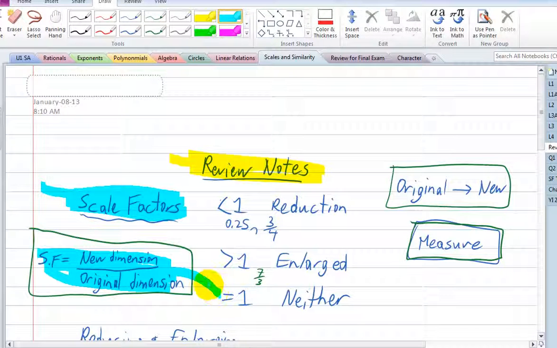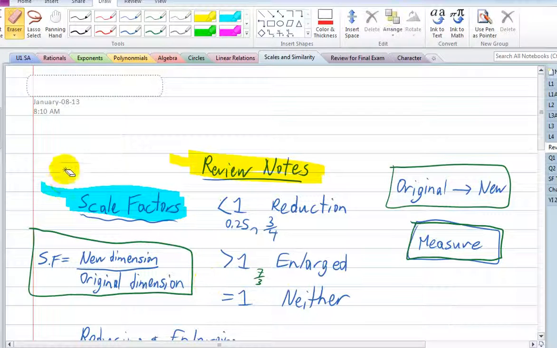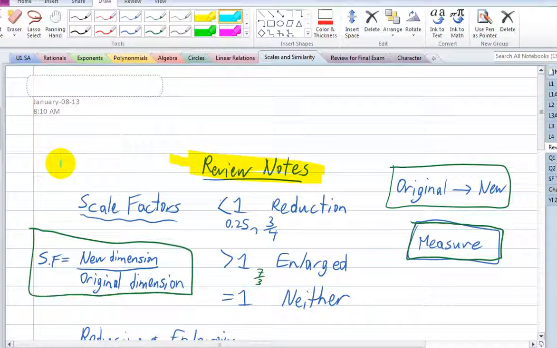You take your new dimension, you divide it by your original dimension. Yes, you will need to use a ruler. Or I'll give you the numbers. But you've got to keep in mind what's the original. So I'll say something like from A to B. That means A is the start, it's the original, B is the new dimension. Okay? So once we did that division, we write it as a fraction, we do a division.